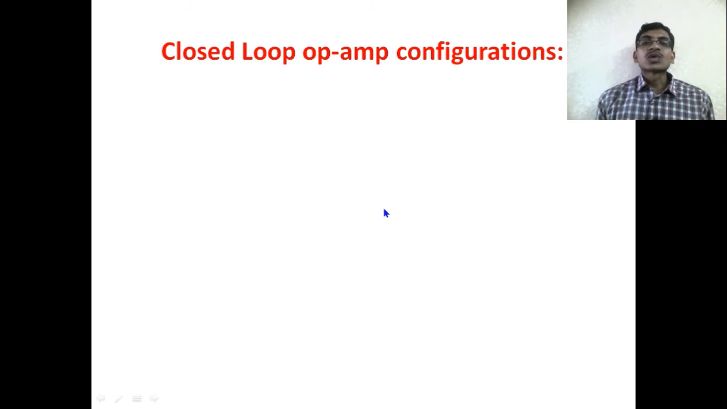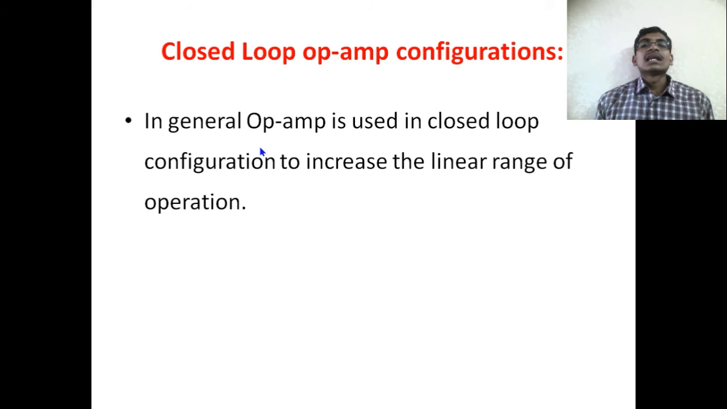Let us see the closed loop op amp configurations. Up to now, we have seen the open loop op amp configuration and the virtual ground concept. In the closed loop op amp configurations, we are using the concept called virtual ground. In general, op amp is used in a closed loop configuration to increase the linear range of operation, because the open loop op amp configuration has a very low linear operating range. So that's why we are going for the closed loop configuration, in which the linear range of operation of the op amp increases.